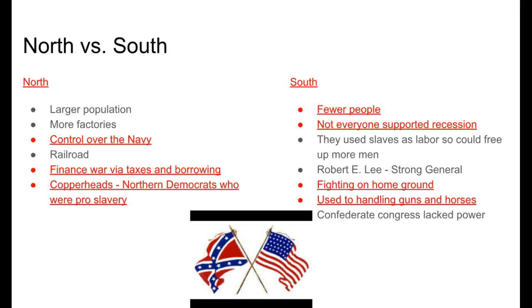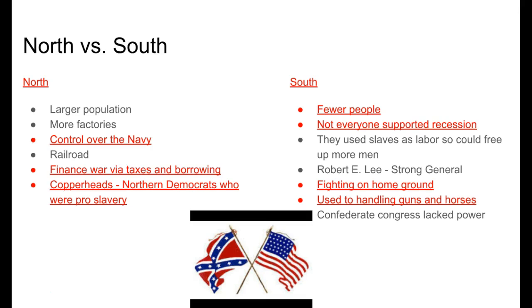The South had fewer people. Not everybody supported secession, so not everybody supported leaving the Union. They used slaves as labor, so more men were able to fight in the war. They had Robert E. Lee as a general. He was one of the strongest generals. The North wanted him to fight for them as well, but he chose to stay with Virginia and fought for the South. They were doing their fighting on their home ground, and they were used to handling guns and horses. They were a little bit more able, or had better fighting skills.